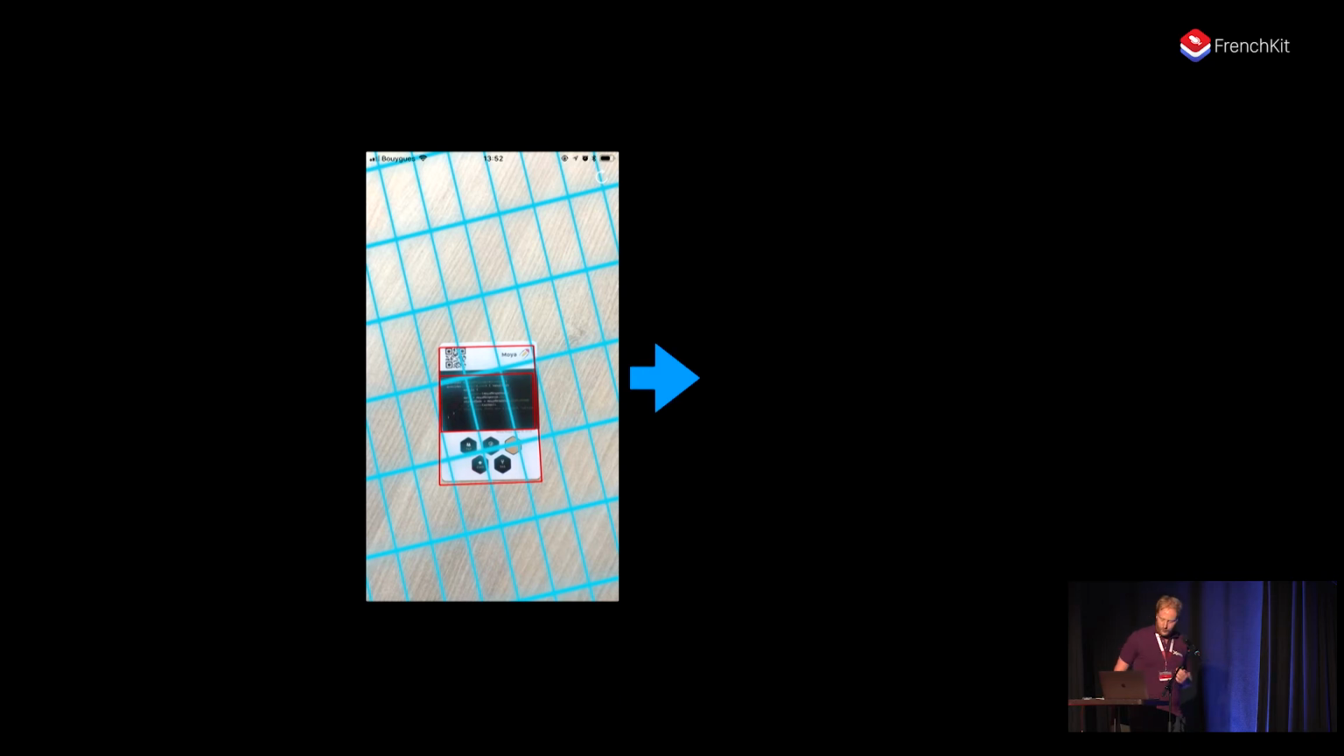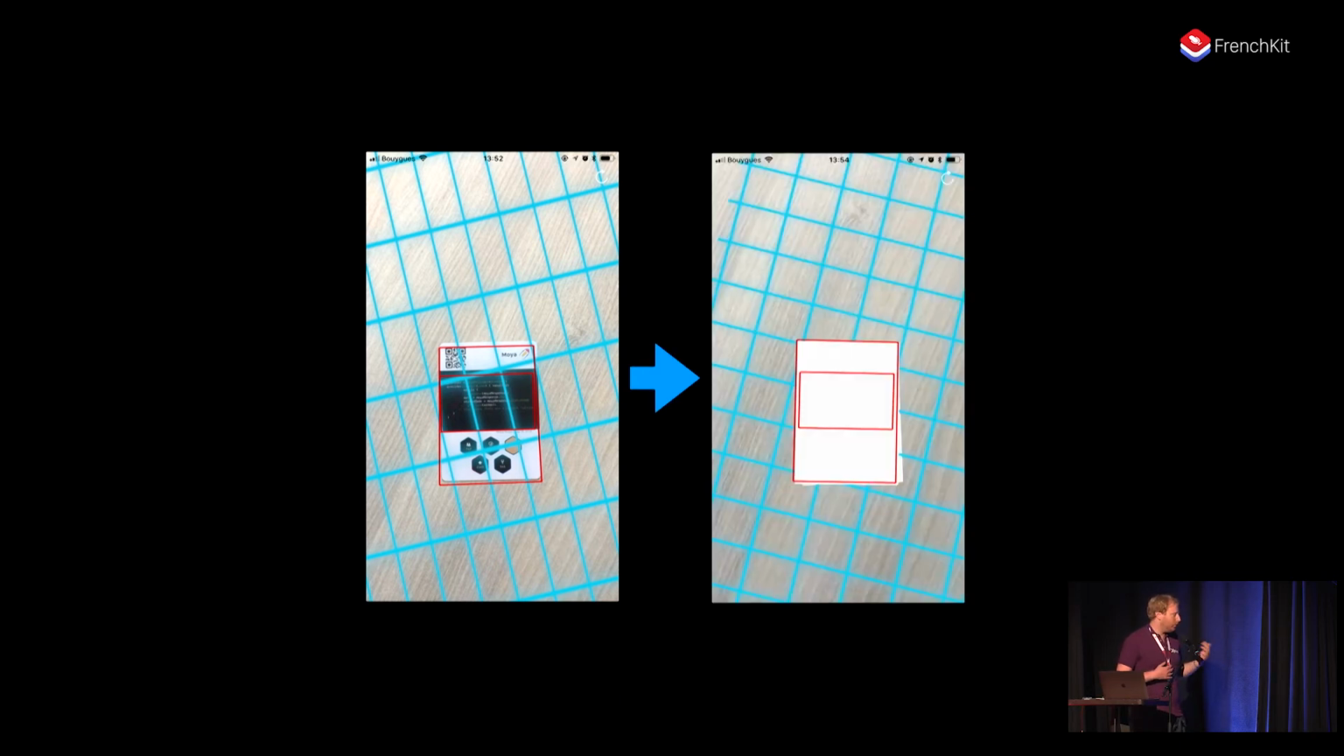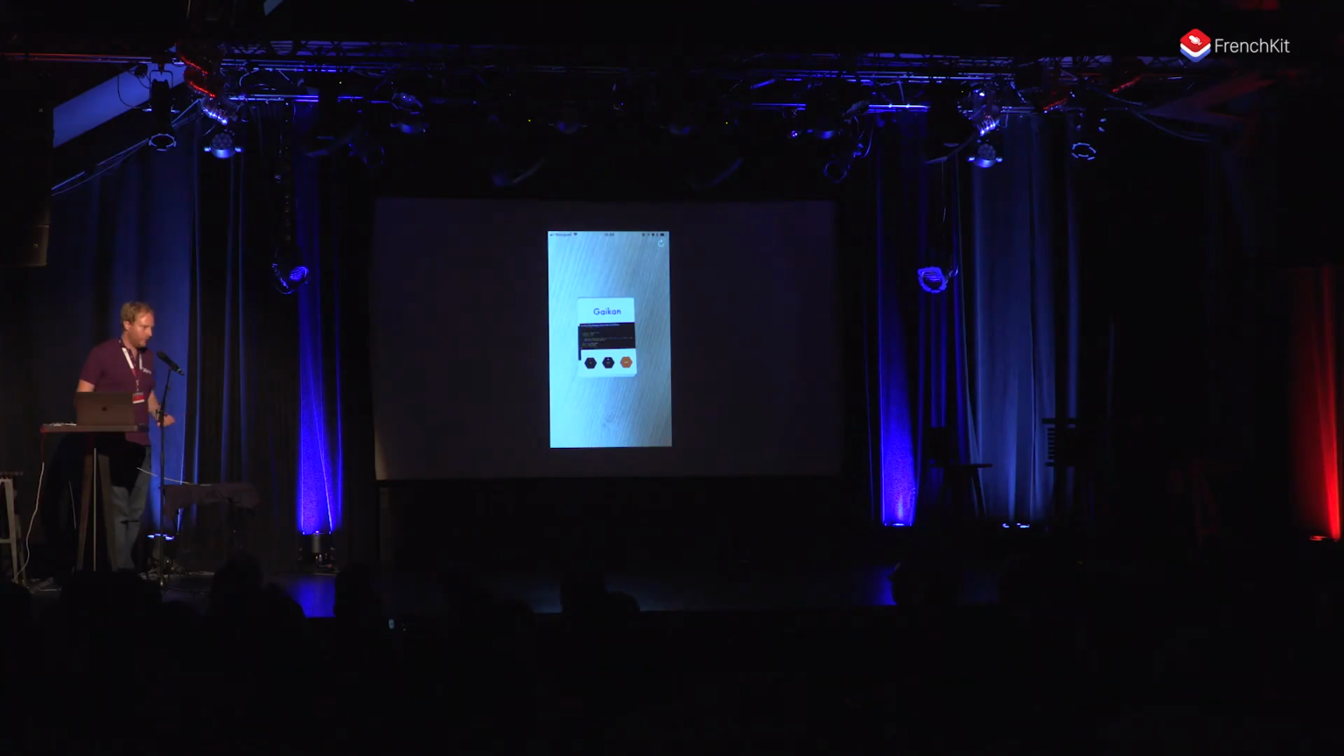and then I can try to see if the size matches the FrenchKit card size. And if it's the case, and you couple that information with what you detected with Vision, the QR code, then you can draw your content.